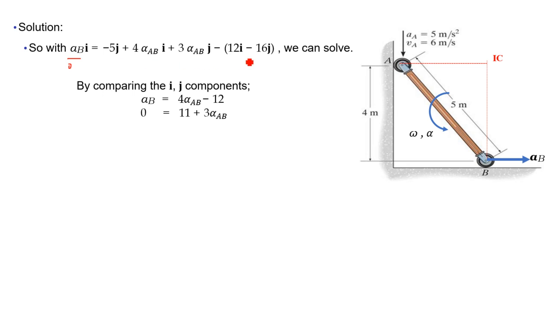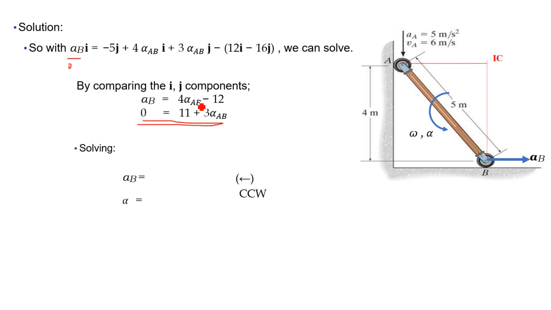We have plus 16. Minus 5, yeah, plus 16j, and this will make it 11. And we have 3 alpha_AB. So we're going to have that equation, and this will help me to find the value for the alpha_AB. And then I'm going to substitute in the first equation to get the value for the acceleration B.